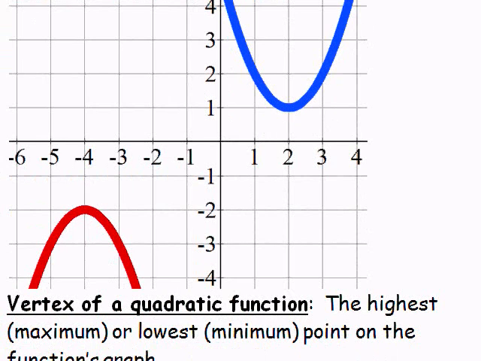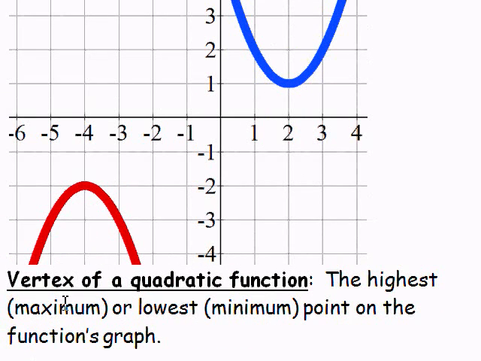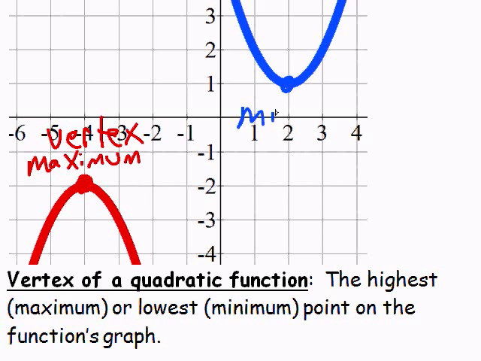Now, if we take a look at these parabolas, we'll notice that each one of them has something called a vertex. Now, a vertex of a quadratic function is the highest maximum value or lowest minimum value on the function's graph. Looking at these two graphs, we'll notice that the one in red has a maximum for our vertex. The one in blue has a minimum value. It's the lowest value on its particular graph.